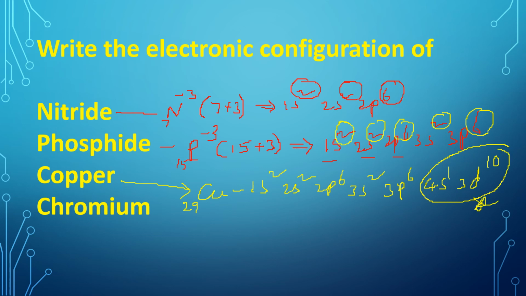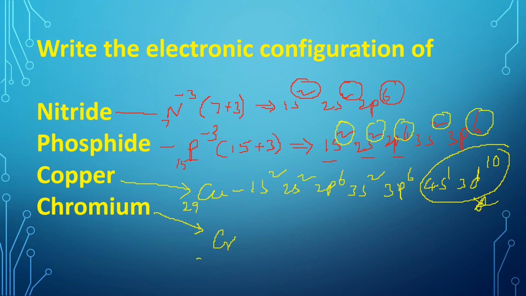You have to write like this only because according to Hund's law of maximum multiplicity, half filled or completely filled orbitals are more stable. So that is why you have to write like this only. I already explained this rule in one video. Please go to that Hund's law of maximum multiplicity video.